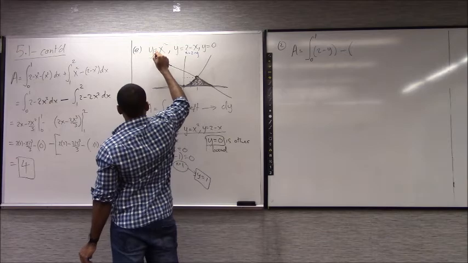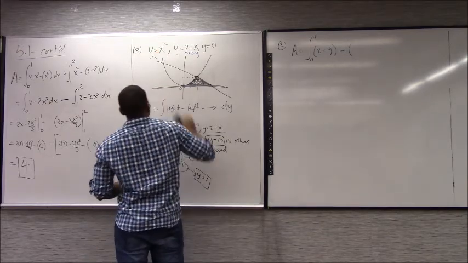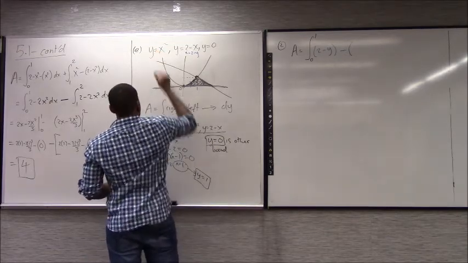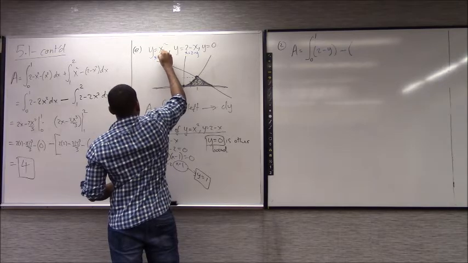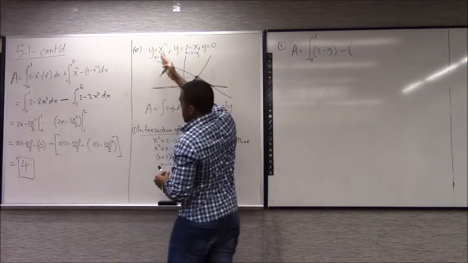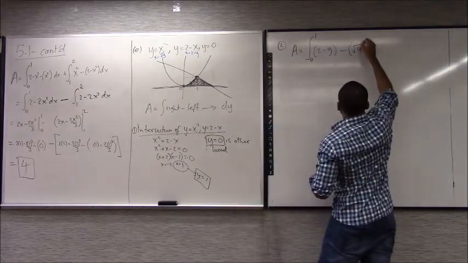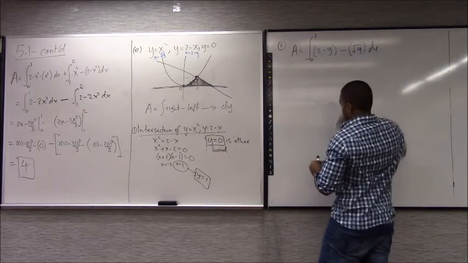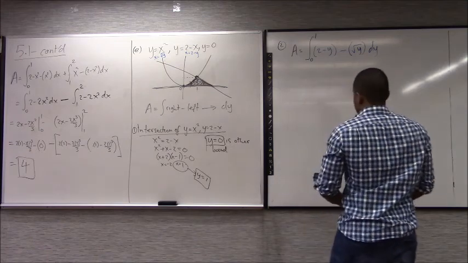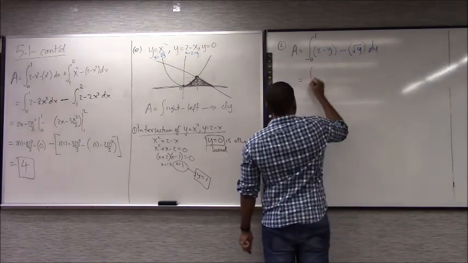minus the guy on the left, which I have to think of as a function of y, so I'm going to think of this as x equals the square root of y. This side would be the negative square root of y, so I'm just going to... so that's my integral.